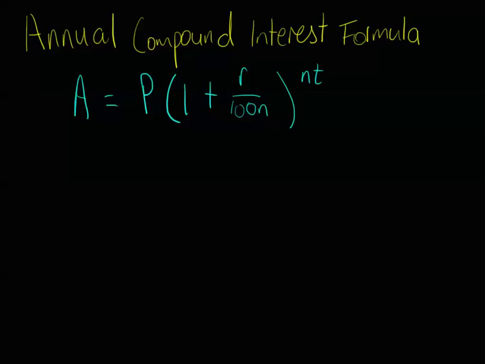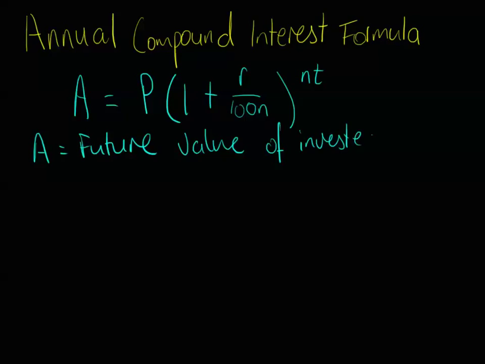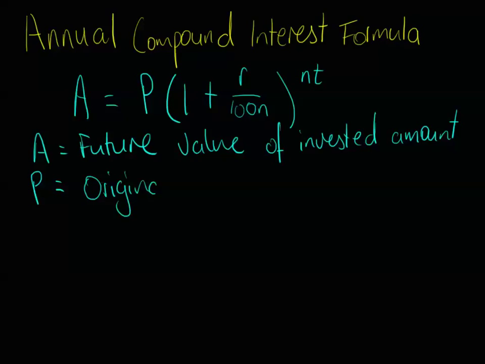Now in this formula, it's important for us to identify what each of those variables are. So we can describe A as the future value of the invested amount. And when I say invested amount, I can also mean borrowed amount. P refers to the original investment, and we call that the principal.